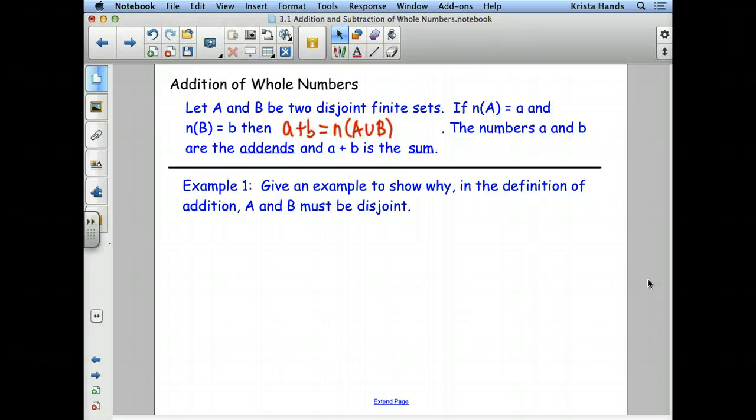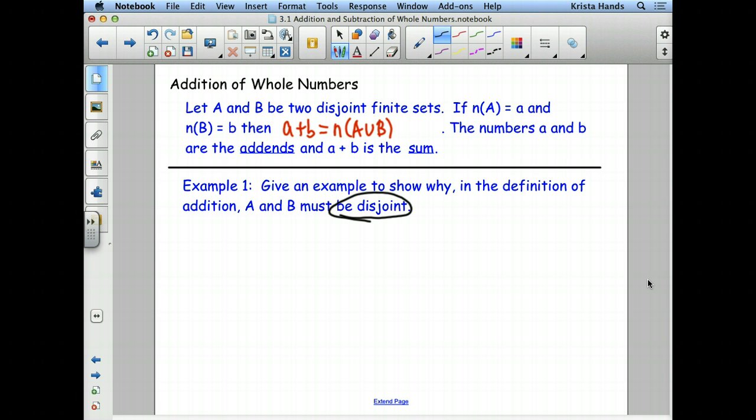All right, so we're first going to talk about example 1, which says, give an example to show why in the definition of addition, A and B must be disjoint. So I've already hinted at the issue here. What is it? What would happen if they weren't disjoint? Because that's the key here. You would be adding the same thing twice.